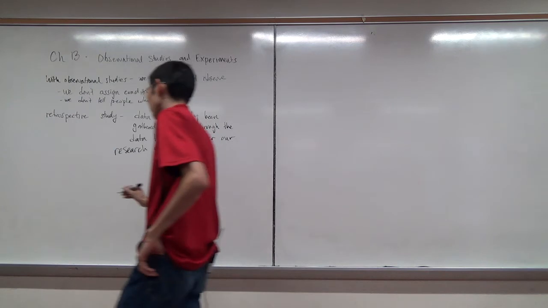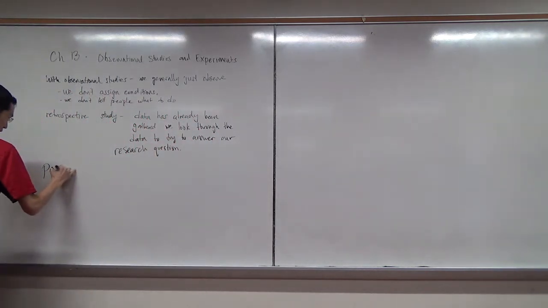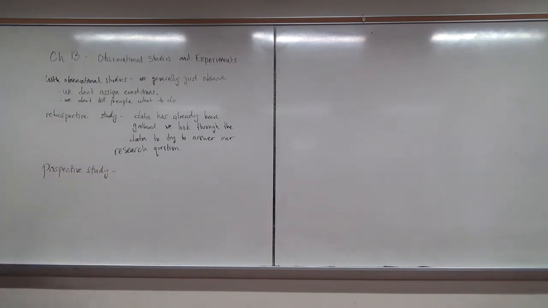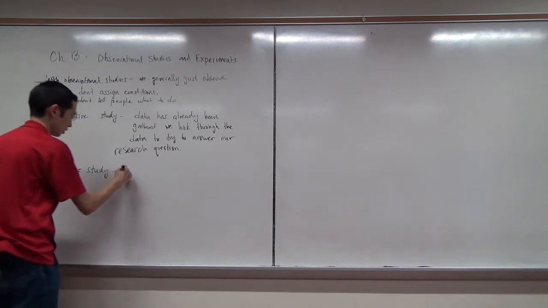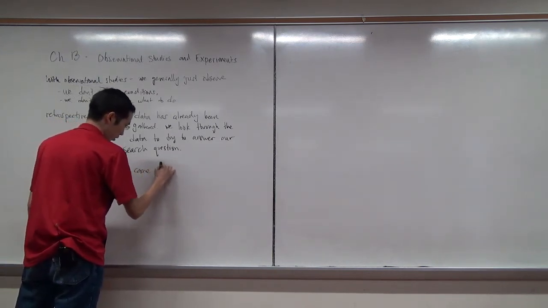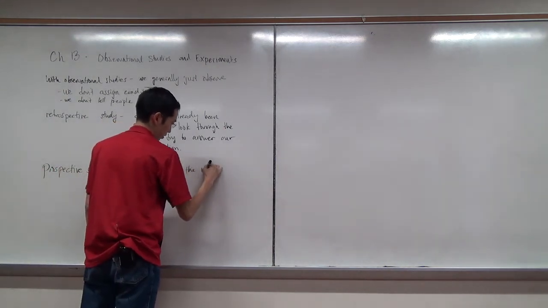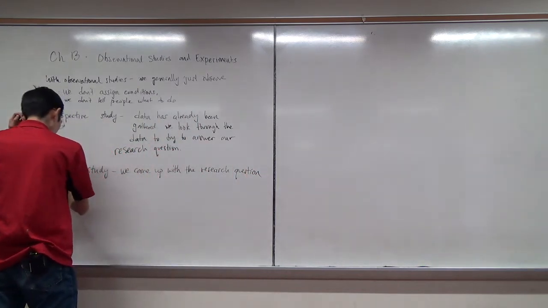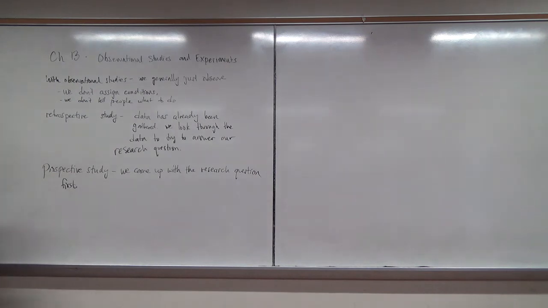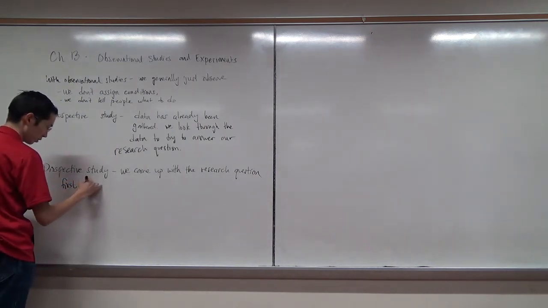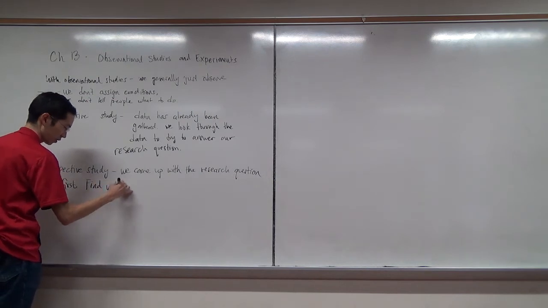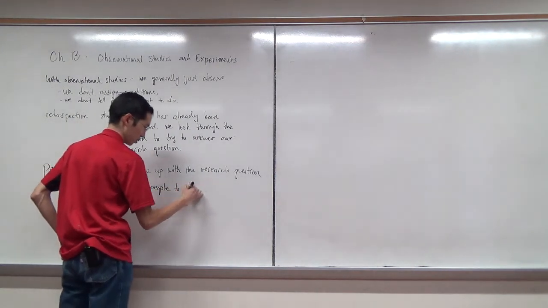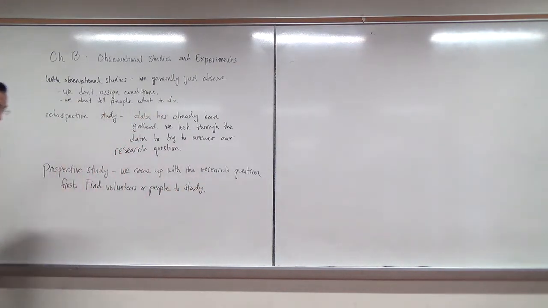In a prospective study, we come up with the research question first. Find volunteers or people to study. And then we gather data by observing.